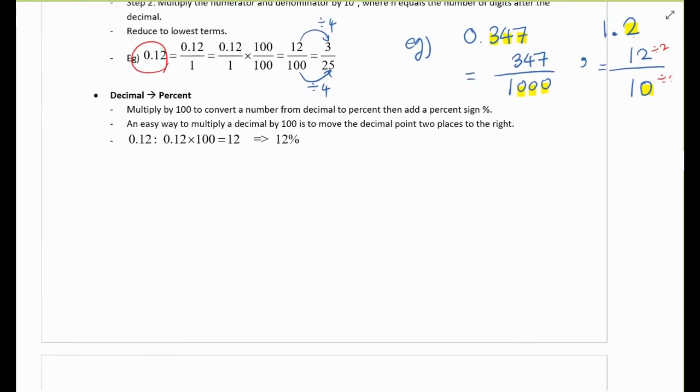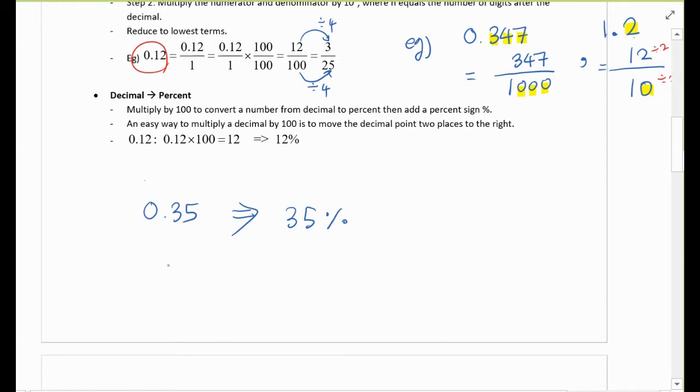Okay, next, decimal to percent. To make a decimal into a percent, when you have 0.12, you just simply move 2 decimal places. Then that becomes 12%. So that's the same as just multiplying the decimal number by 100. Okay? So say you have 0.35. To change this to a percent, you move 2 decimal places to the right. That's 35%.